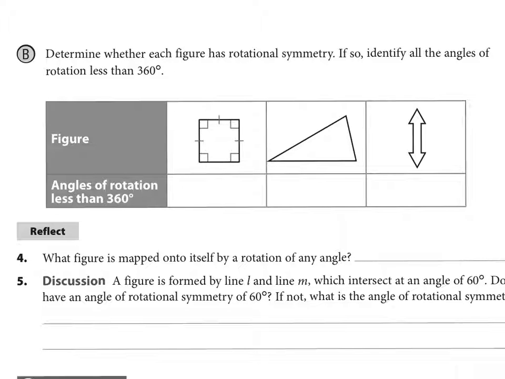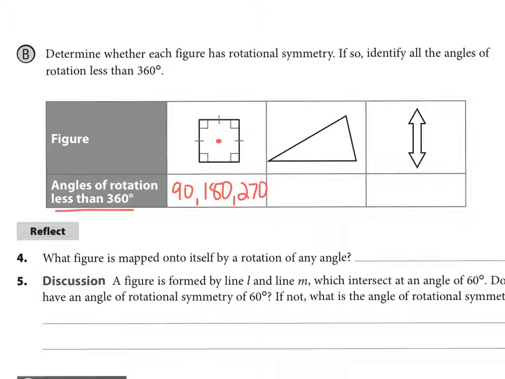All right, this first figure is a square. If I put the point of rotation here in the middle and rotate, I think there are going to be angles of rotation at 90, 180, and 270. 360 will map it back onto itself, but we're looking for angles less than 360.